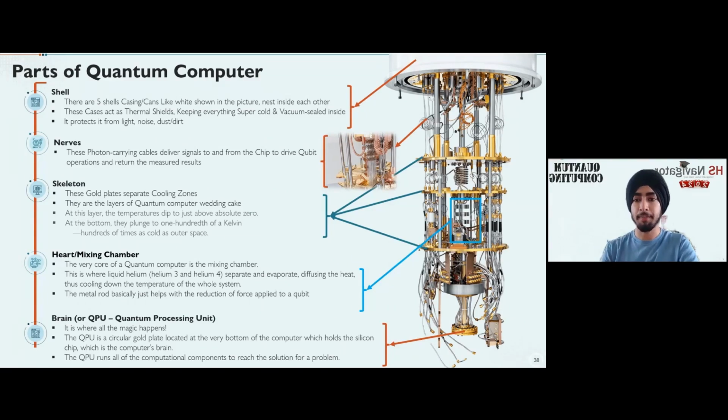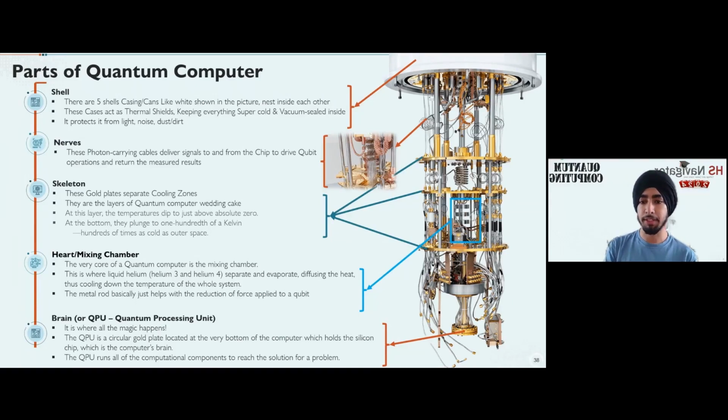This top part, the white part over here, is called the shell. The shell acts like a guard from the environment. It's what prevents a lot of the decoherence we talked about before. It shields it from a lot of different things. It keeps everything inside of it very, very cold and very, very vacuum sealed. It acts as a thermal shield, preventing heat from the environment, protects against light, protects against noise, and protects against general dust and dirt getting into the system as well.